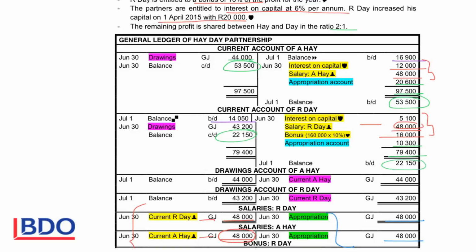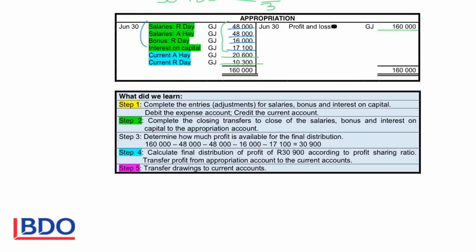to the next year. So in both these cases, the partners did not take all the money that they're entitled to. Therefore, the business will owe Hay 53,500, and the business owes Day 22,150. What did we learn today?